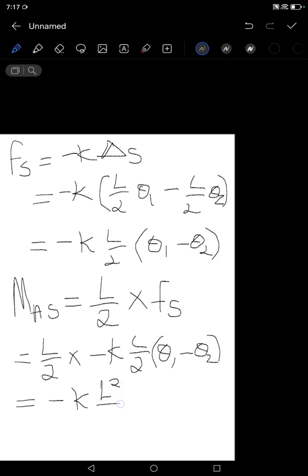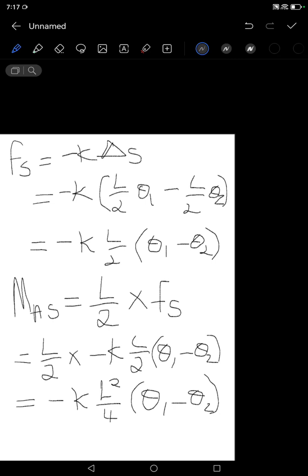2 multiplied by 2, we're going to have 4 here. And then we're going to have something like this. So we have the moment of spring. We also have the moment of gravity on the left rod, the hinge at A. Okay, so we have the moment of spring, we also have the moment of gravity. So here we're going to add the moment of spring and the moment of gravity.